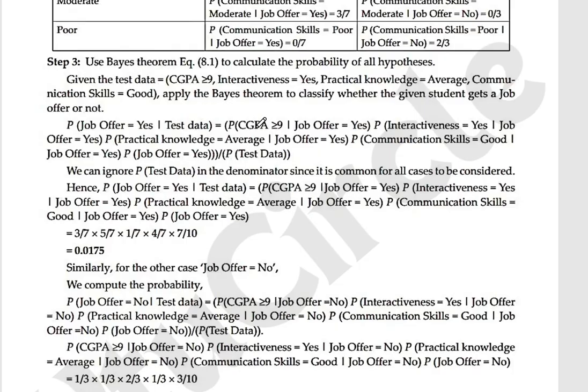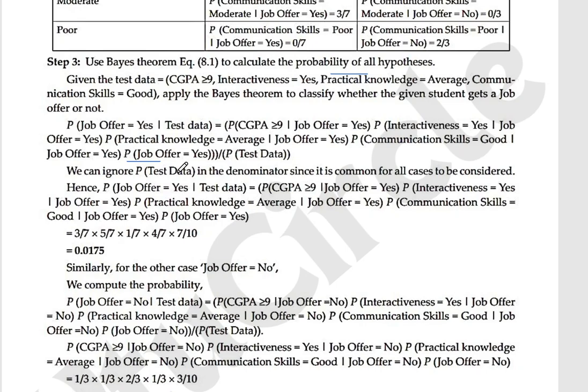This is the formula. P of CGPA greater than or equal to 9, whatever the attributes of the test data are, you have to consider those. So P of CGPA greater than or equal to 9 given job offer is equal to yes, P of interactiveness is equal to yes given job offer is equal to yes, and P of practical knowledge is equal to average, that is given in the test instance. And then P of communication skill is equal to good, that is also given in the test data. Then at the end you have to add this also. You should not forget to add P of job offer is equal to yes, because you're calculating for job offer equal to yes, divided by P of test data.